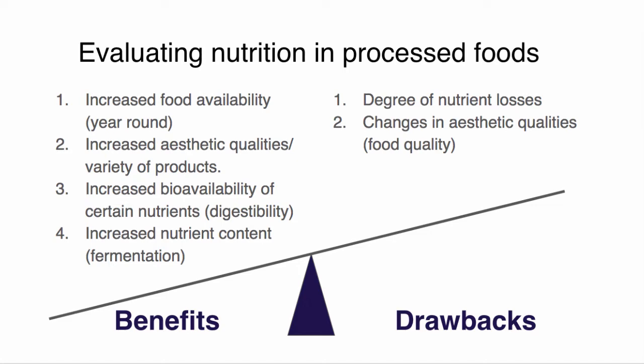Processing can actually increase the bioavailability. So this means how able your body is to take up those nutrients. And we'll talk about certain specific examples throughout this video. And lastly, it also can actually increase nutrient content. So we can think of fermentation as a way of increasing things like vitamin B. And many processed foods have nutrients added back into them to account for those lost, and that can also increase the total nutrient content.